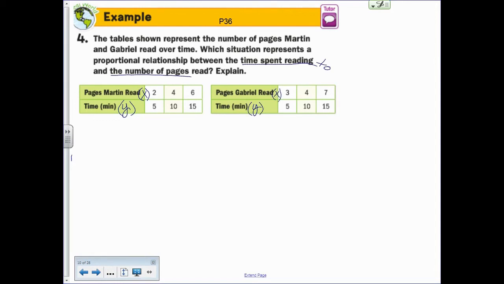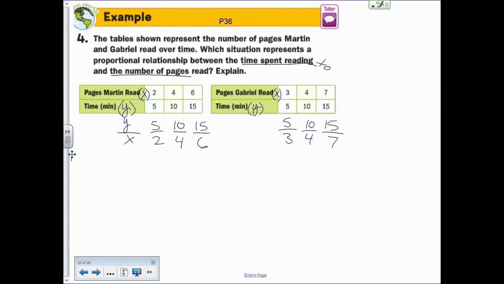This is the way typically we will set up a table where the y is on the bottom, the x is on the top. But then when we do our ratios, we want it to be y over x. So 5 over 2, 10 over 4, and 15 over 6. Over here it would be 5 over 3, 10 over 4, and 15 over 7. And we want to know which one of these relationships is proportional.